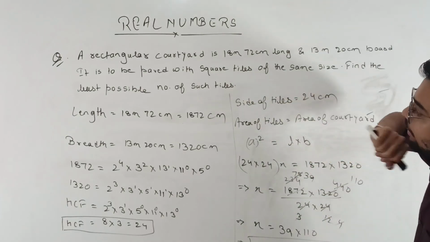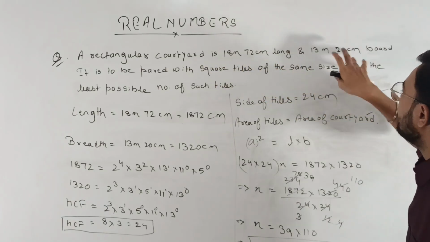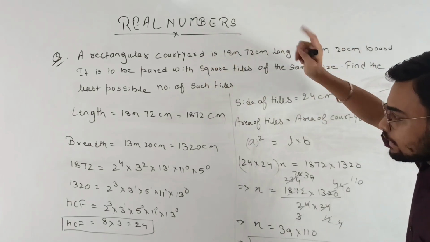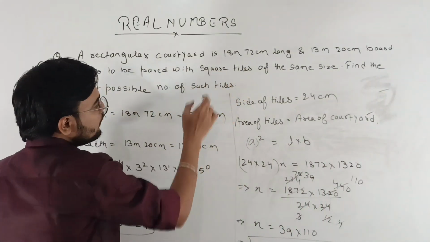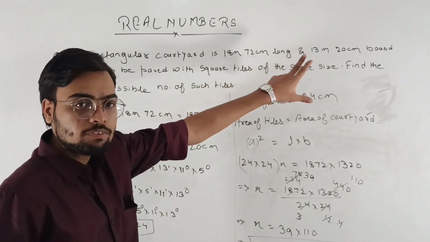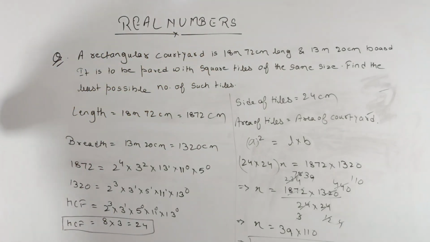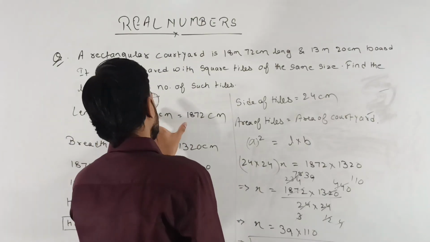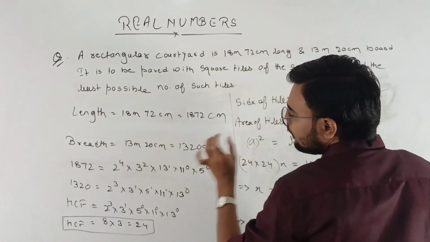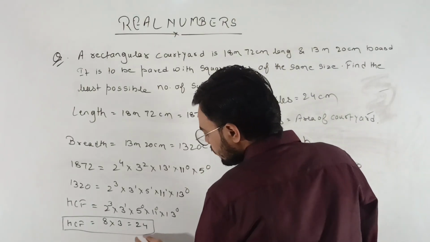And for the side of a square, we have to find the HCF of the rectangular courtyard's length and breadth. Why HCF? Because the side of a square is always smaller than the length and breadth of the rectangular courtyard. That's why I find the HCF. In case of a smaller answer, we have to find the HCF of the given data. So length is 1872 centimeter and breadth 1320 centimeter. Then the HCF of both is 24.